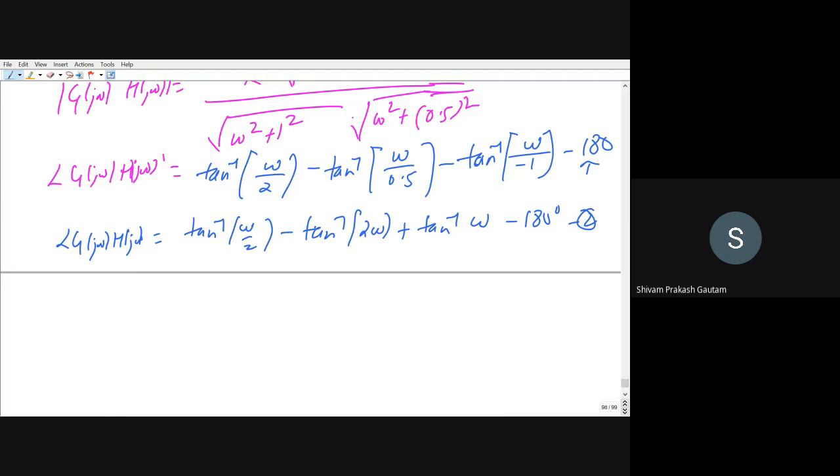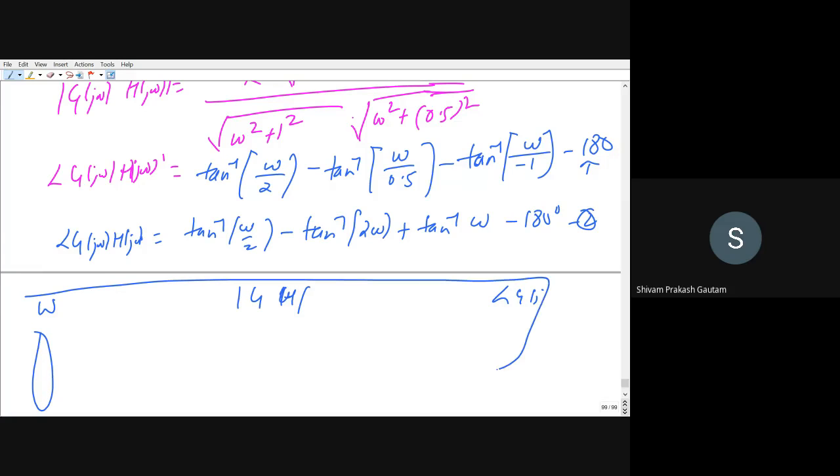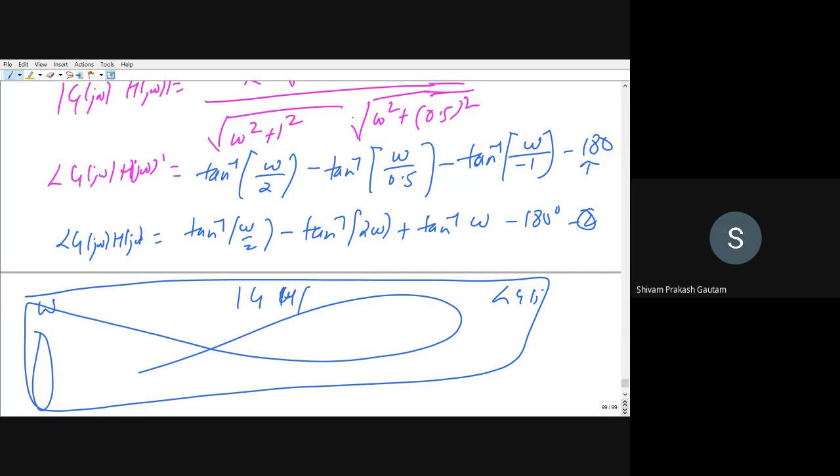Now from this point onwards you can build the table, that is omega, G(j omega) H(j omega), magnitude and phase, and you can put different values of omega, right? But how many values should you put? In order to avoid that confusion, I will equate equation number 2 to minus 180 degree, so that we can get to know at what different frequencies our phase is on the minus 180 degree line.